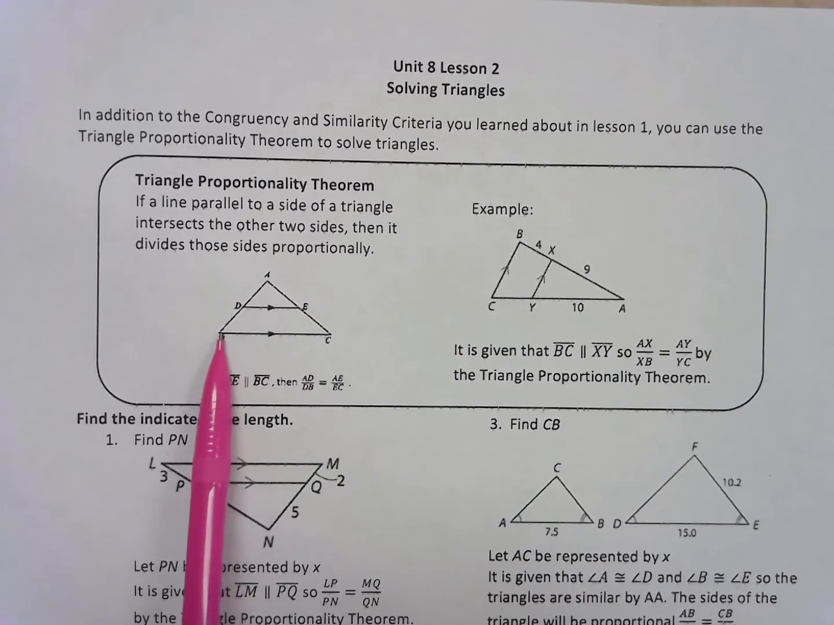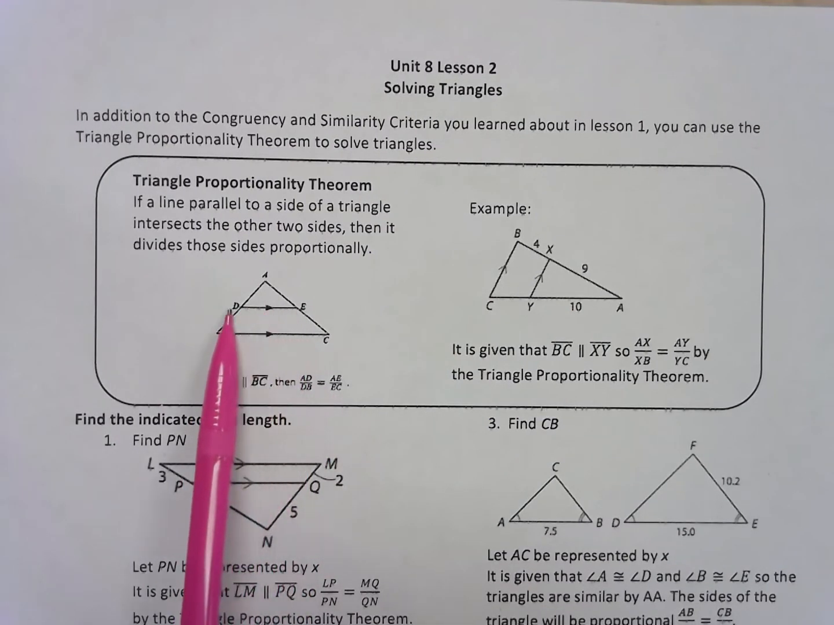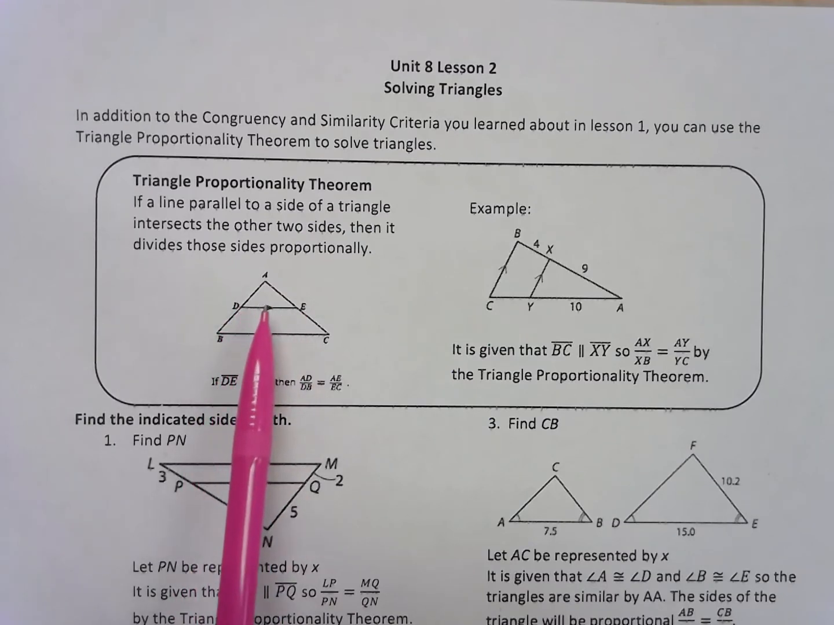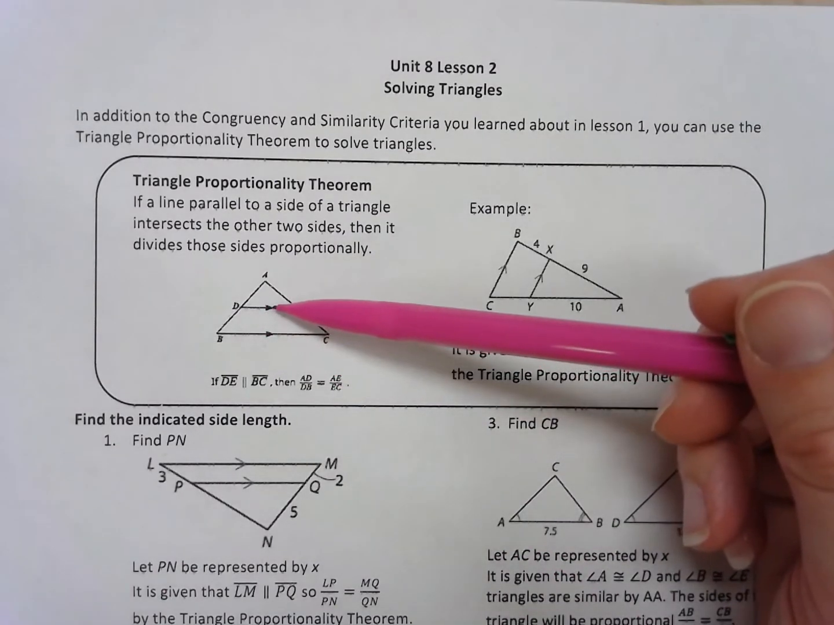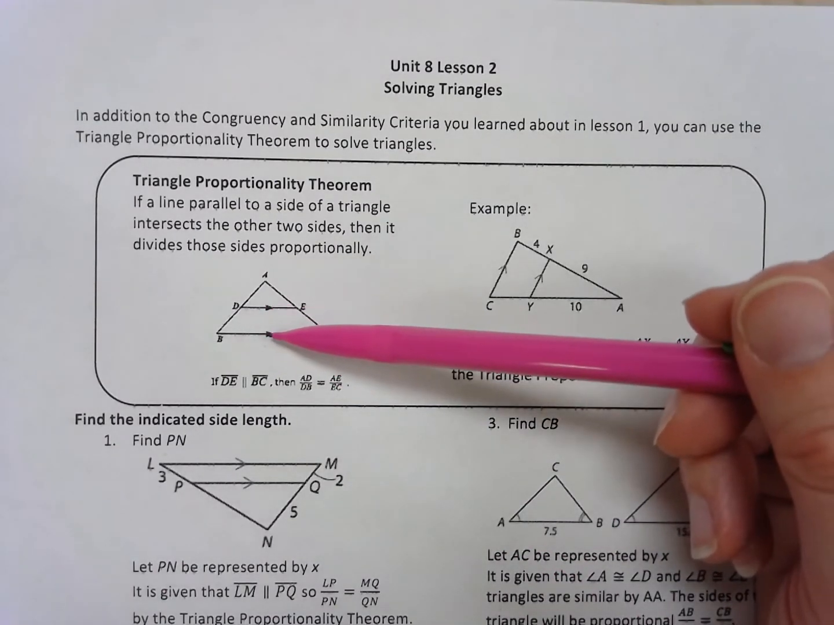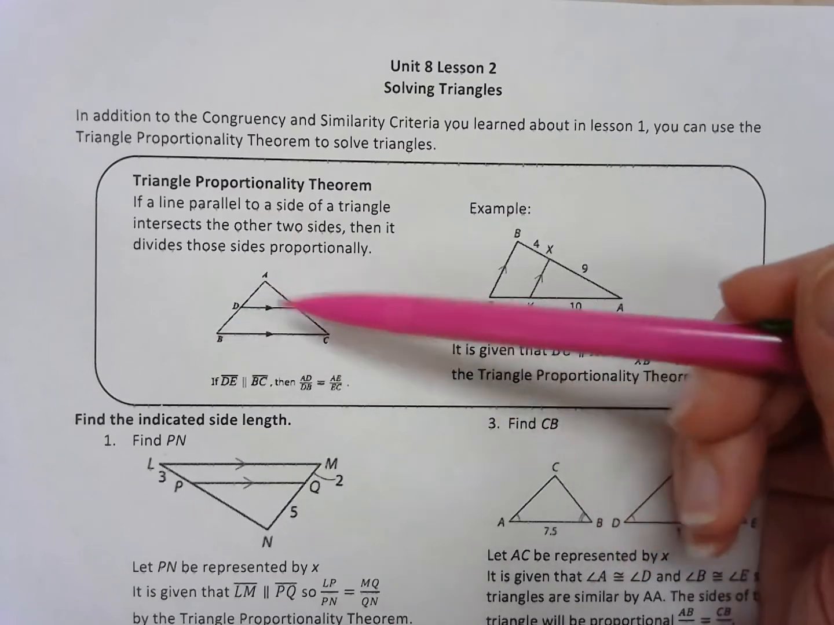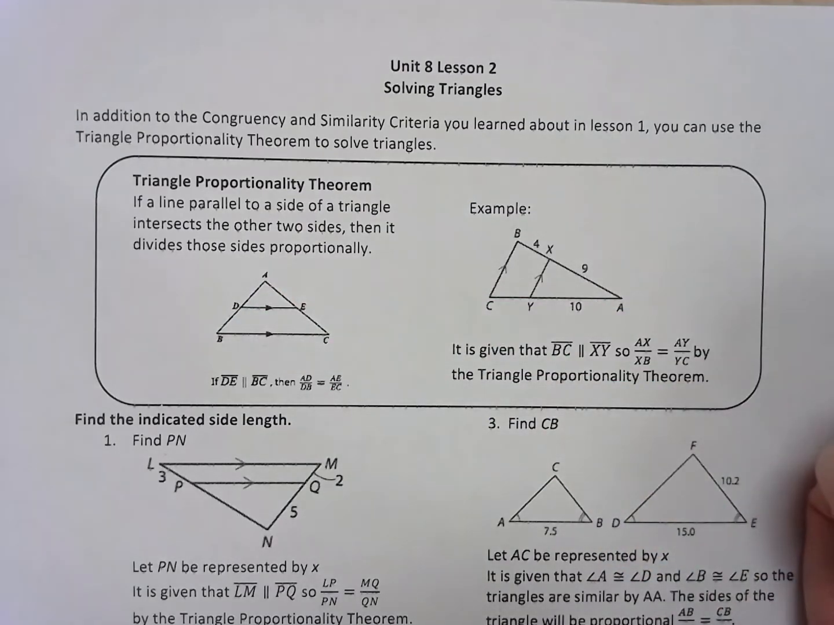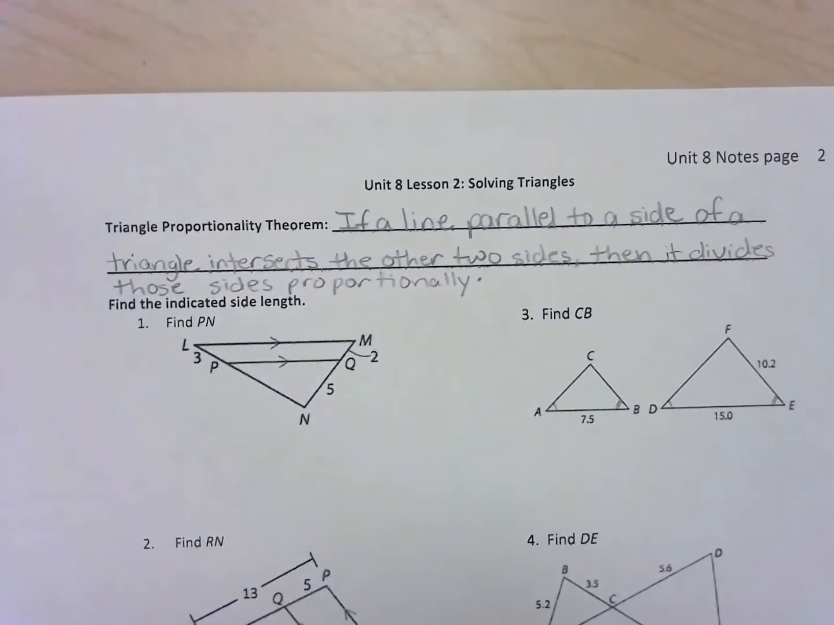So here we have a triangle. BC is parallel to DE, and that DE line intersects the sides of the triangle. So that means that this intersection and this side of the triangle that are parallel are proportional to one another. So let's use that in solving triangles.